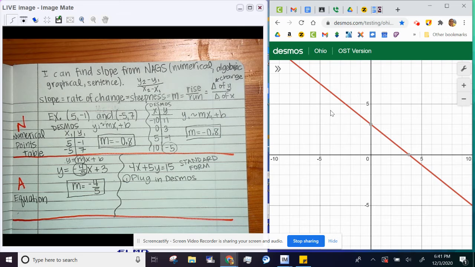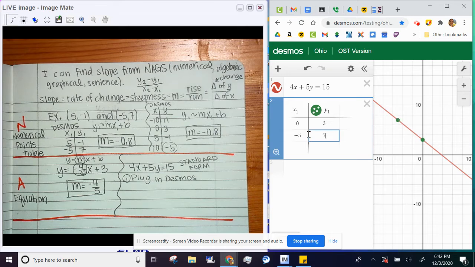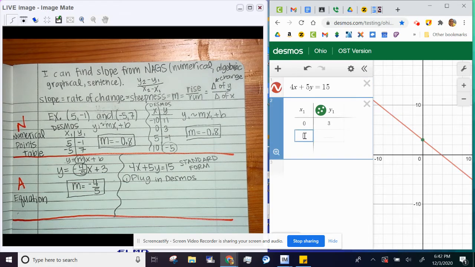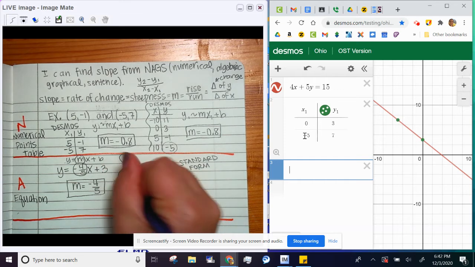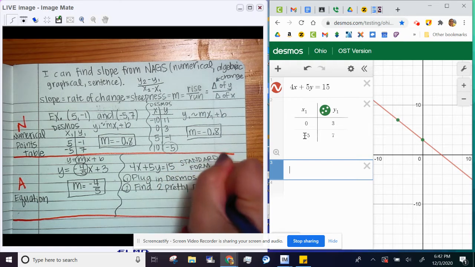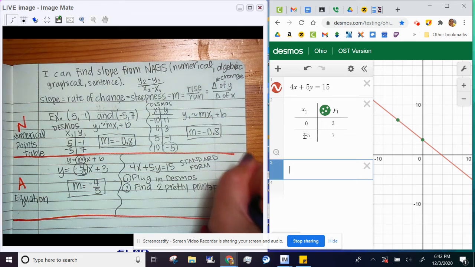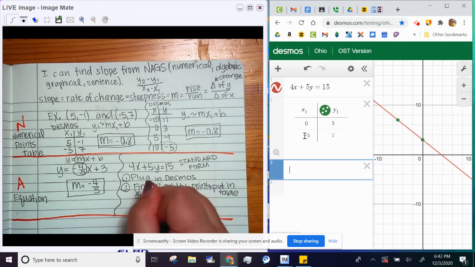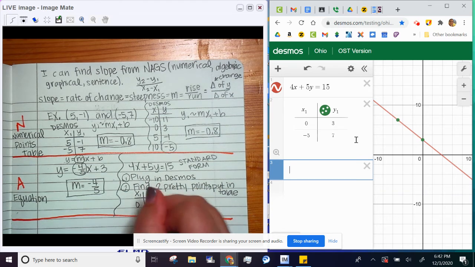So what about right at that corner? So that's -5, +6. So I went over to the left 5, and I went up, oh, not 6, 7. So let's try that. -5, +7. I can always plug that in and see if I can drag it to that location. So -5, +7, that's on the line. So I found 2 points. Find 2 pretty points, remember pretty means whole number, and put them in a table. So I got my x1, my y1, they were 0, 3, and -5, 7.